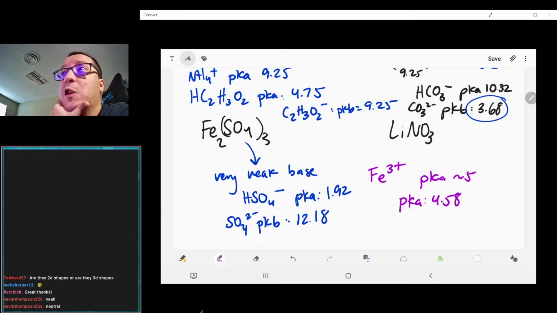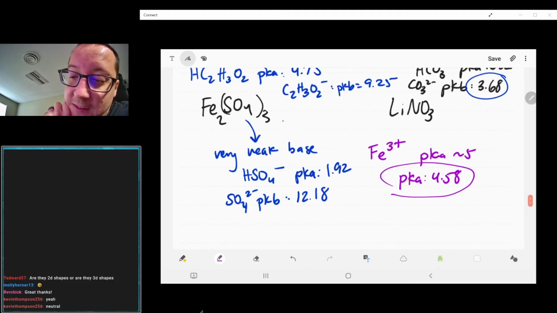Remember, this is something you'd want to look up if you have a transition metal or highly charged small metal. Remember, highly charged small metal means it's going to be acidic. And so as a result here, we can see our acid will be the kind of victor here. So this salt will be acidic.